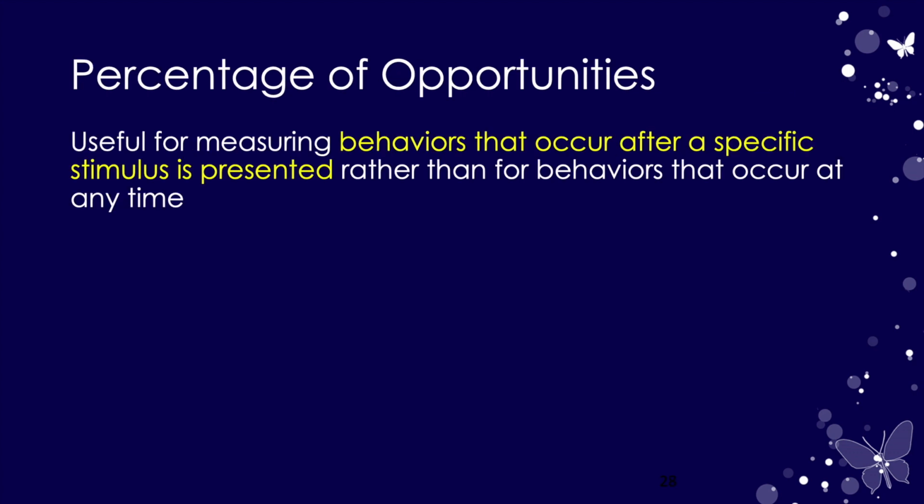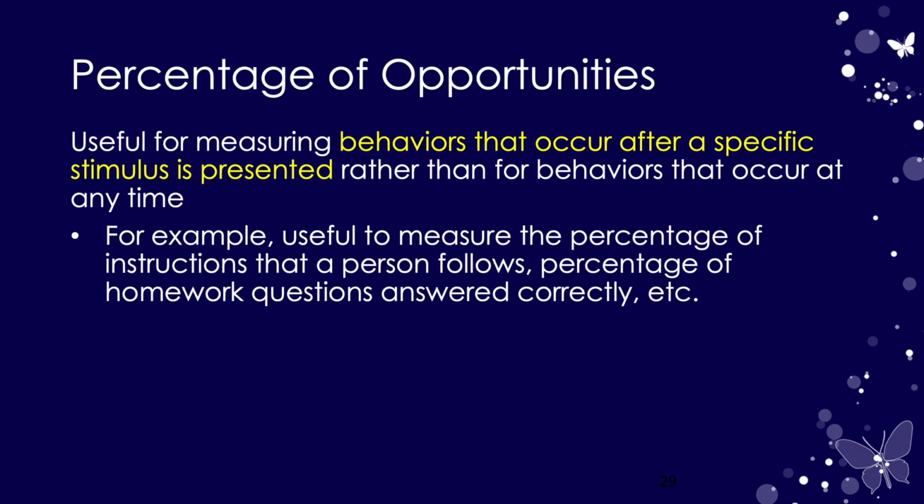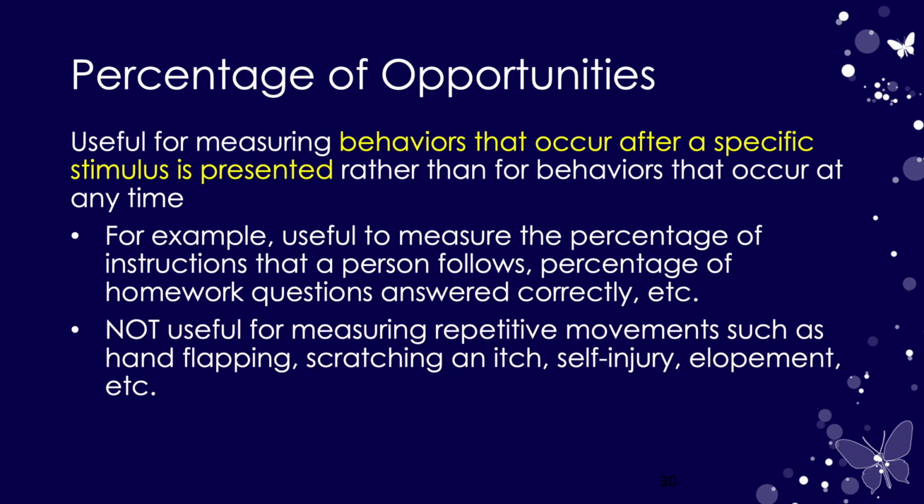Percentage of opportunities is useful for measuring behaviors that occur after a specific stimulus is presented rather than measuring behaviors that occur at any time. For example, it is useful to measure the percentage of instructions that a person follows, percentage of homework questions answered correctly, etc. It is not useful for measuring repetitive movements such as hand flapping, scratching an itch, self-injury, elopement, etc.